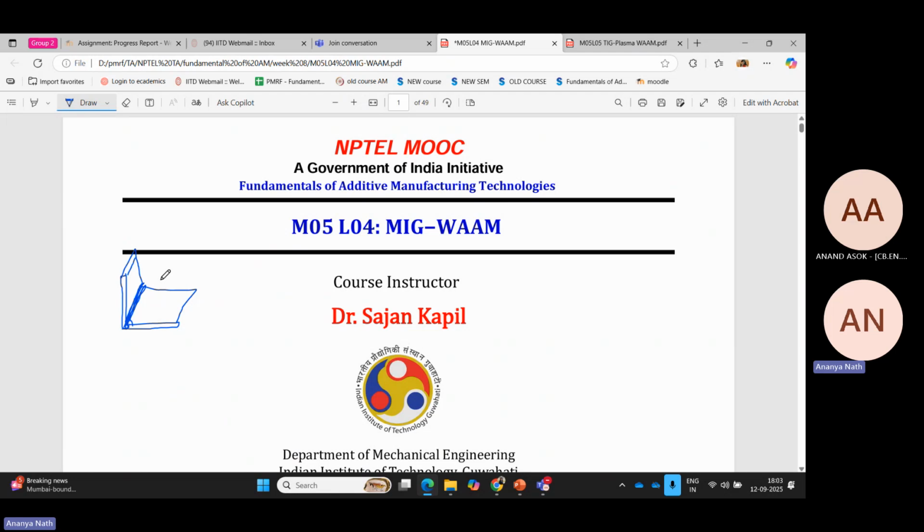Because here there are two processes. If you remember from BTech days, there is MIG, metal inert gas welding, and there is TIG, tungsten inert gas arc welding. In MIG, we use a consumable wire. So through the wire only, we supply the electric current and produce the arc. Because of the arc, the metal wire gets melted, and as we move the torch, we deposit that metal in the joint and the parts get joined.